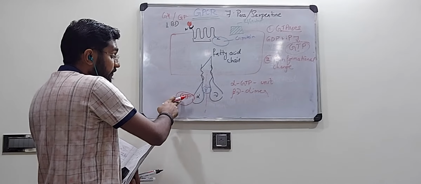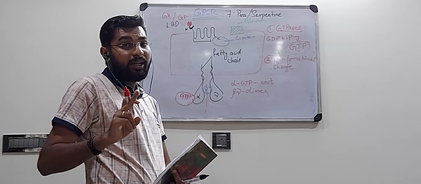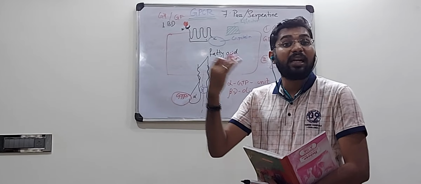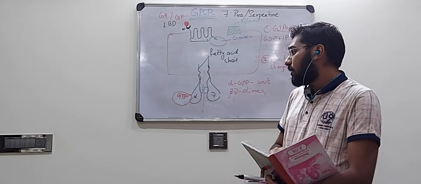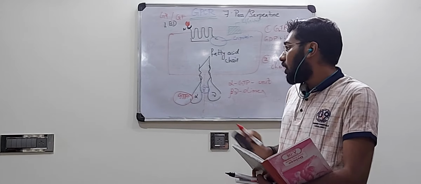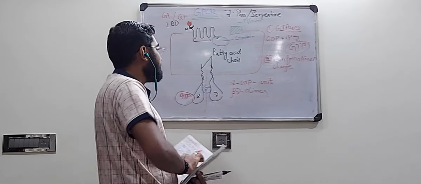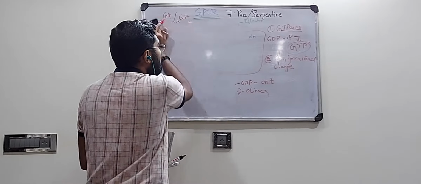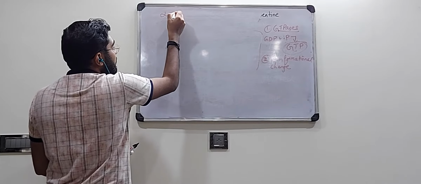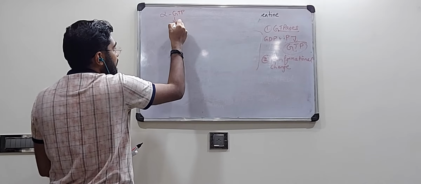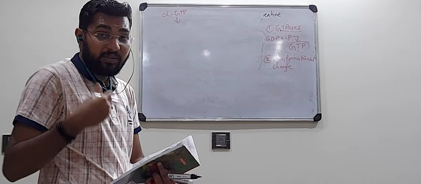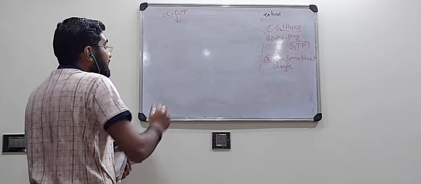Now this alpha subunit along with GTP is a very naughty subunit. It will not stay in its own place. It goes and continues the reaction. It goes and activates another enzyme called adenylyl cyclase.